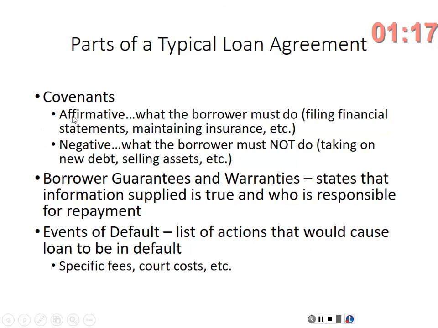Loan covenants. Now for the test, I want you to know what an affirmative covenant is and what a negative loan covenant is. An affirmative covenant says what the borrower must do. So for example, in your loan paper, if you buy a car, it's going to say you must keep full coverage insurance on your car at all times. That's an affirmative covenant. If you buy a piece of property, it says you must pay the property taxes on this piece of property in a timely manner. Okay, that's what you must do. A negative covenant says what the borrower cannot do.